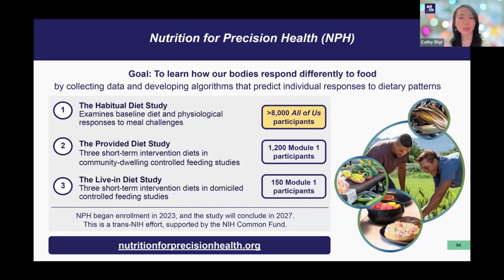This study is divided into 3 different phases, starting with the habitual diet study. This is essentially an embedded recruitment study where investigators of NPH recruited All of Us participants to participate in NPH. Study phase 2 is a provided diet study with about 1,200 participants who have also completed module 1. And last but not least, the third phase or module is a live-in diet study that will recruit 150 module 1 participants.